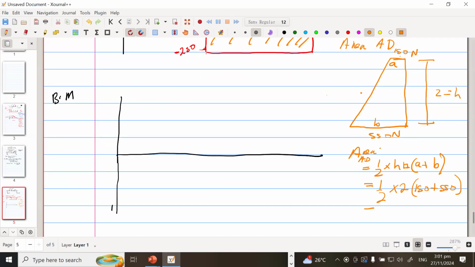All right, half times 2 is 1, and you sum these two together, 150 plus 550, and you get 700. Do you agree with that? So you get 700 Newton meter. Remember that the 2 is in meters and these forces are in Newtons, so you get Newton meter. So that's the area.